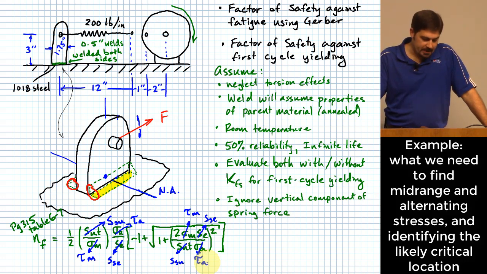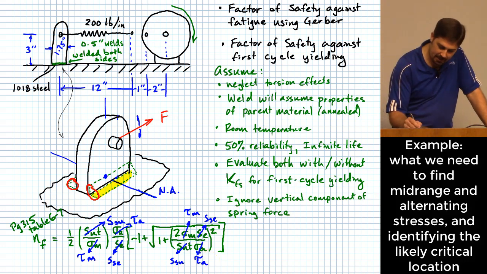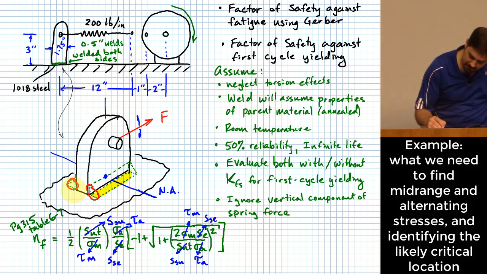Okay. To find tau sub a and tau sub m, these are the mid-range and alternating stresses that are felt in the weld. In order to find those, first I need to find the maximum and minimum stresses that are held in the weld at the critical location. And just a few seconds ago, I identified the critical location being right back here.